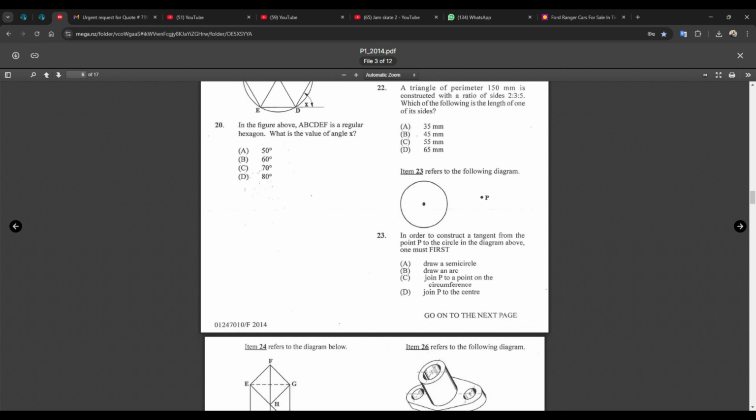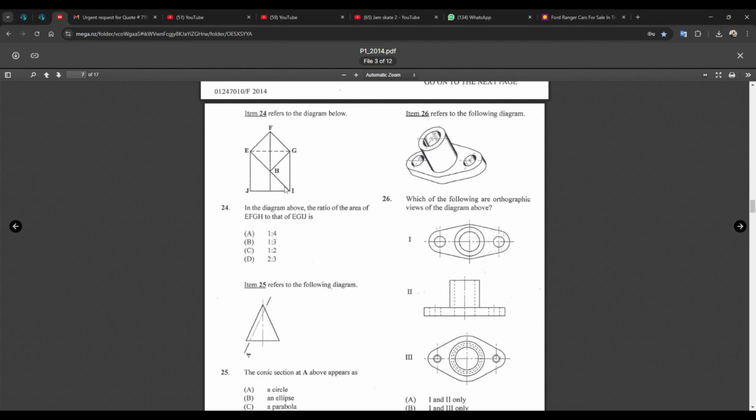Number 23, in order to construct a tangent from the point P to the circle in the diagram above, one must first draw a semicircle. Nope. Draw an arc. Nope, that's very random. Join P to a point on the circumference. Nope. Join P to the center. The answer is D. Right? So the first thing we'll do is connect P to the center of the circle. That's the first thing that we'll do.